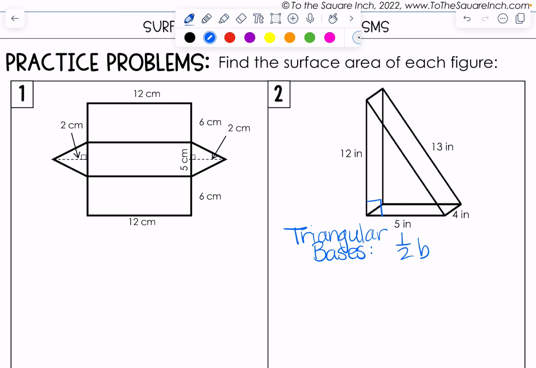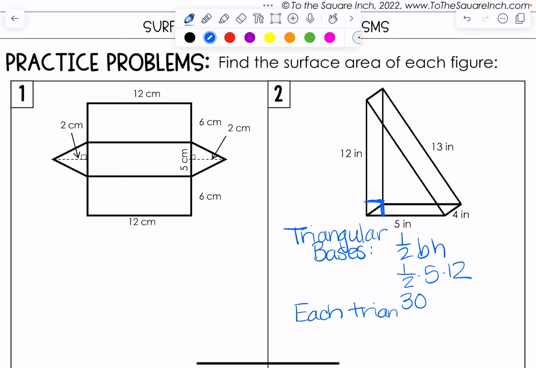So I'm going to do 1/2 base times height. I'm going to go ahead and draw in this little box. I'm telling you that it's a right triangle, just so that we know the base and the height for sure. So my base and my height here are going to be 5 and 12. And remember, I'm going to be taking 1/2, so 5 times 12 is 60, and half of that is going to be 30. So the area of each of the triangles is going to be 30. And I have 2 of them, so the 2 triangular bases together will have a total area of 60 square inches.